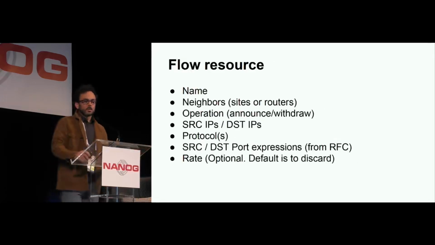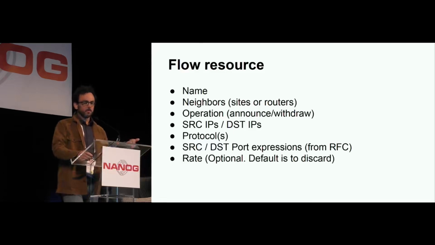The flow resource is an n-tuple thing with all the possible parameters for matching the packets. We did not include all the possibilities. There are more, like packet length and ICMP code and a bunch of little details that we thought, well, we'll start simple and then add on. So these are the parameters in the flow resource.